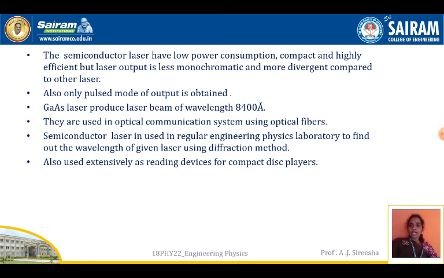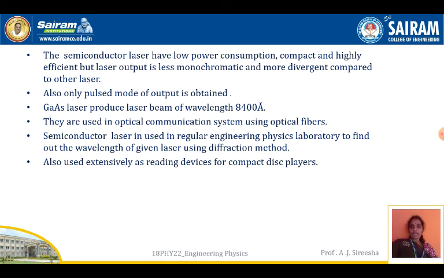But the laser light is less monochromatic and more divergent compared to other lasers. We know that the characteristics of laser light are highly monochromatic, highly coherent, high intensity, highly focused, and least divergent. But the light given out by a semiconductor laser is less monochromatic, that means you can see a range of frequencies or wavelengths, and it is more divergent. As per the laser beam it should be less divergent, but the laser light given out by the semiconductor is a little more divergent compared to other lasers.